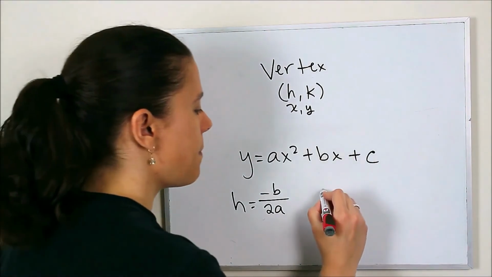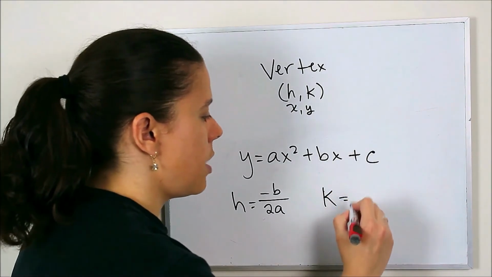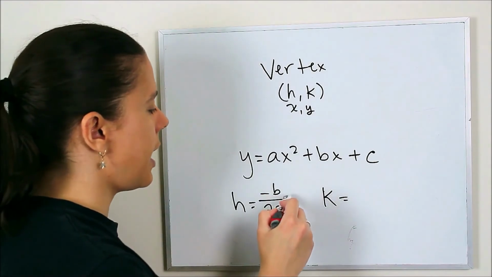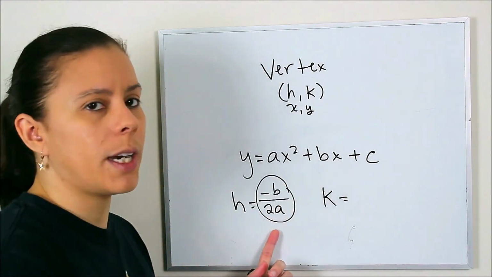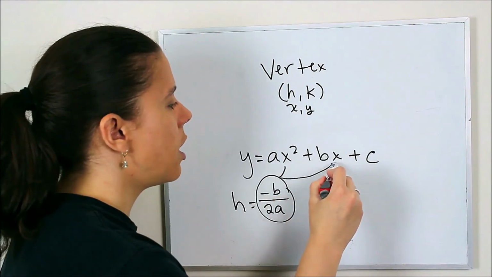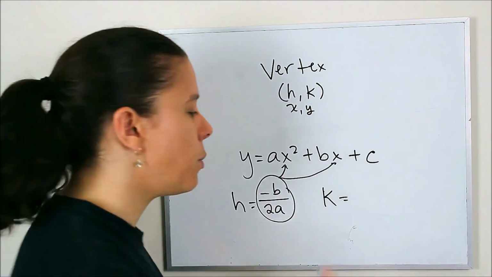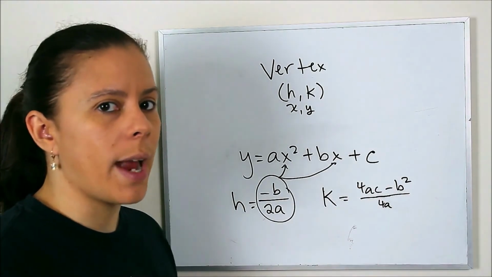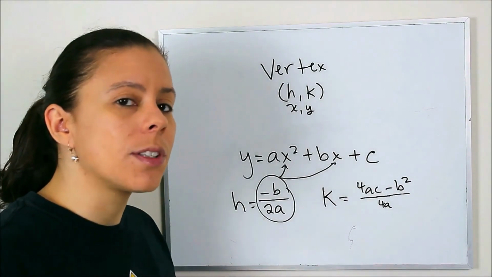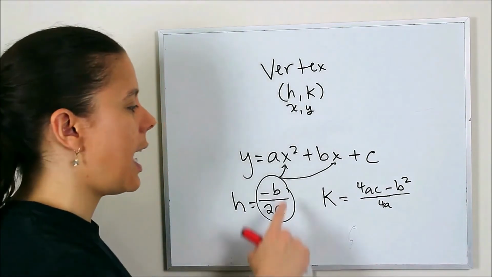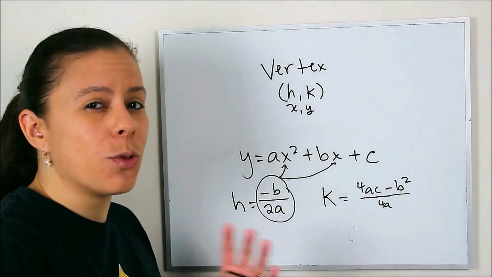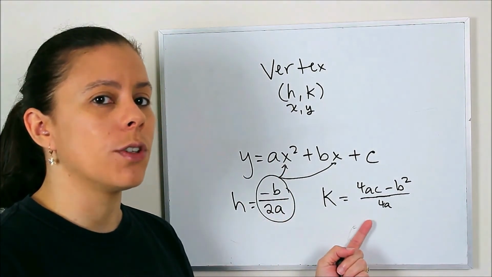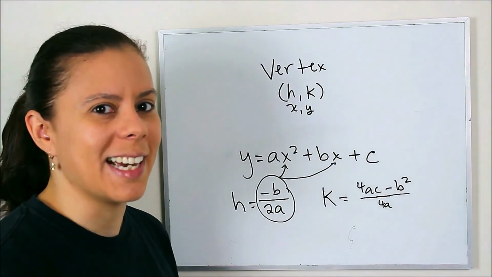And to find k, there are two ways of doing it. You can either substitute whatever value you find for h into x, or you can use the formula (4ac minus b squared) over 4a. I know that sounds like a lot, but sometimes there are exercises where the x is a weird number and you really don't want to substitute it back into the equation, and you're going to be better off using this. We're actually going to see an example of that today.